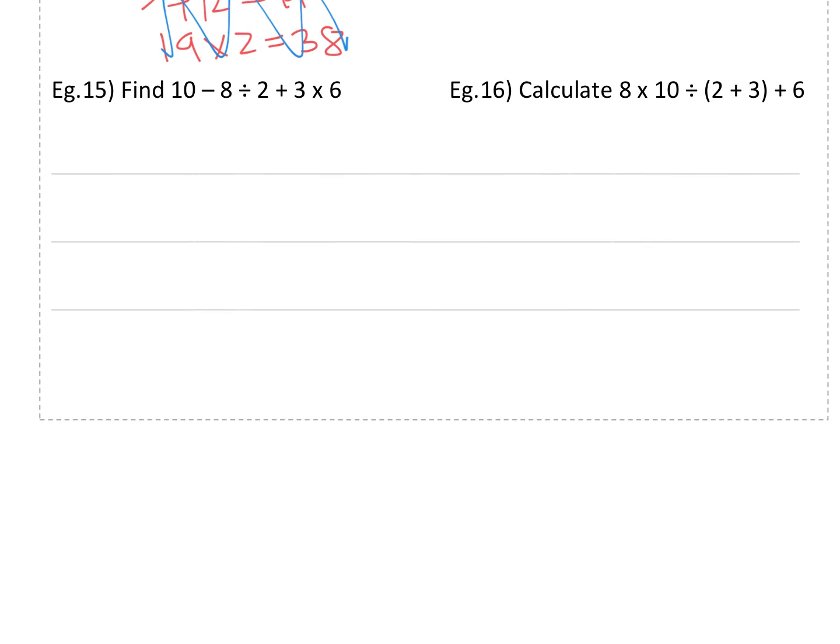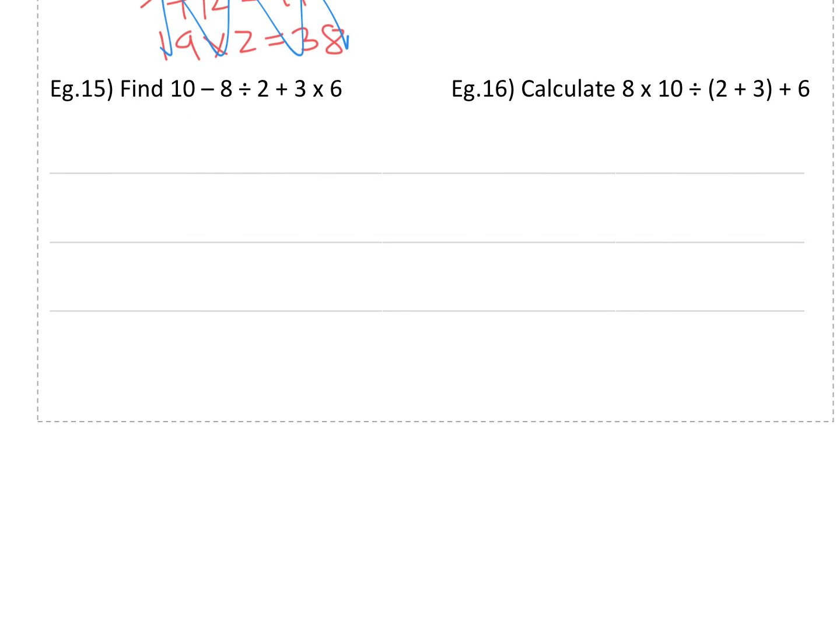Example 15. We have 10 take away 8 divided by 2 plus 3 times 6. If you notice the way I said that, I grouped together the division and the multiplication. They have to be done before we can subtract or add. So we leave the 10 minus because we can't do that until we figure out what we're taking away. We're taking away 8 divided by 2, which is 4. And just leave everything else there.